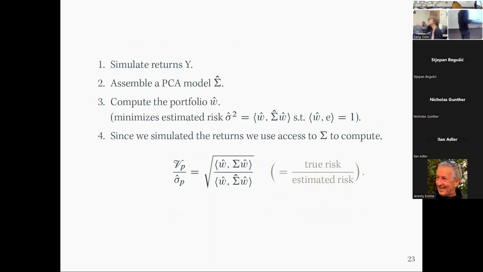This is going to be the simulation study. I'm going to simulate a bunch of returns that simulate that matrix Y. I'm going to assemble that PCA model, just how I've described. I'm going to compute the minimum variance portfolio by looking only at the data, looking only at the PCA model, the sigma hat. And then since we are in the simulation context, we actually have the true sigma, so we can run this experiment.